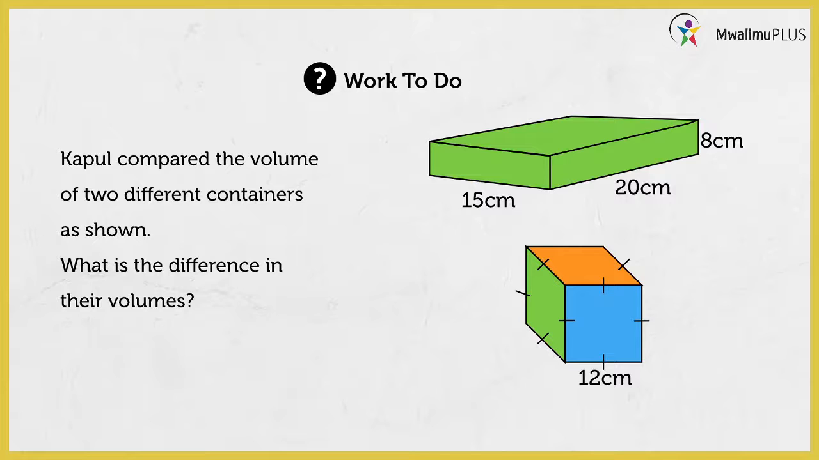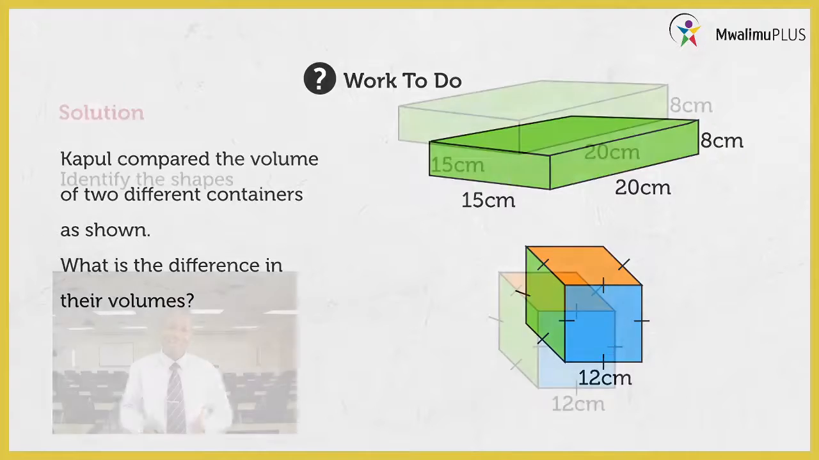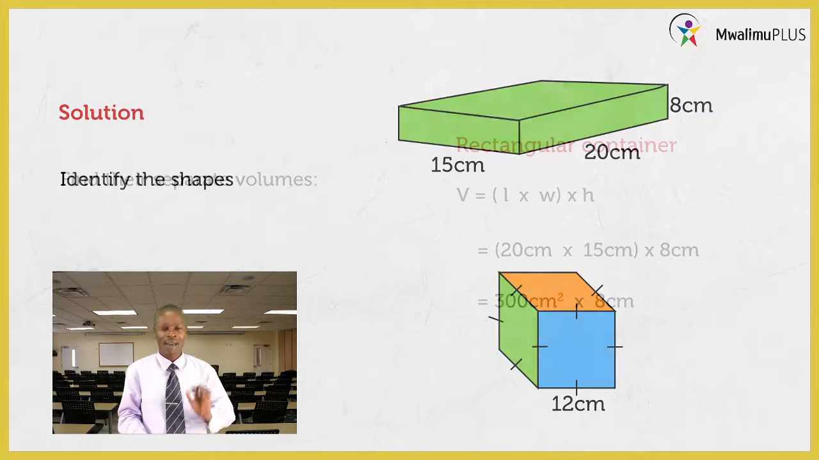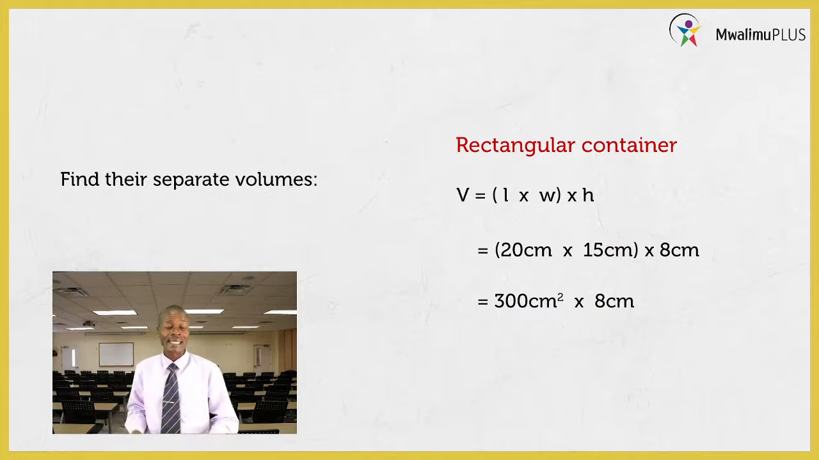So having identified those, the next thing we need to do is to find the volume of each container separately. And this is what we do. We start with the first container, the one that is rectangular in shape, and then we find its volume. Remember, I said if you want to find the volume of such a figure, that rectangular container, first of all, note where we have the longest side.